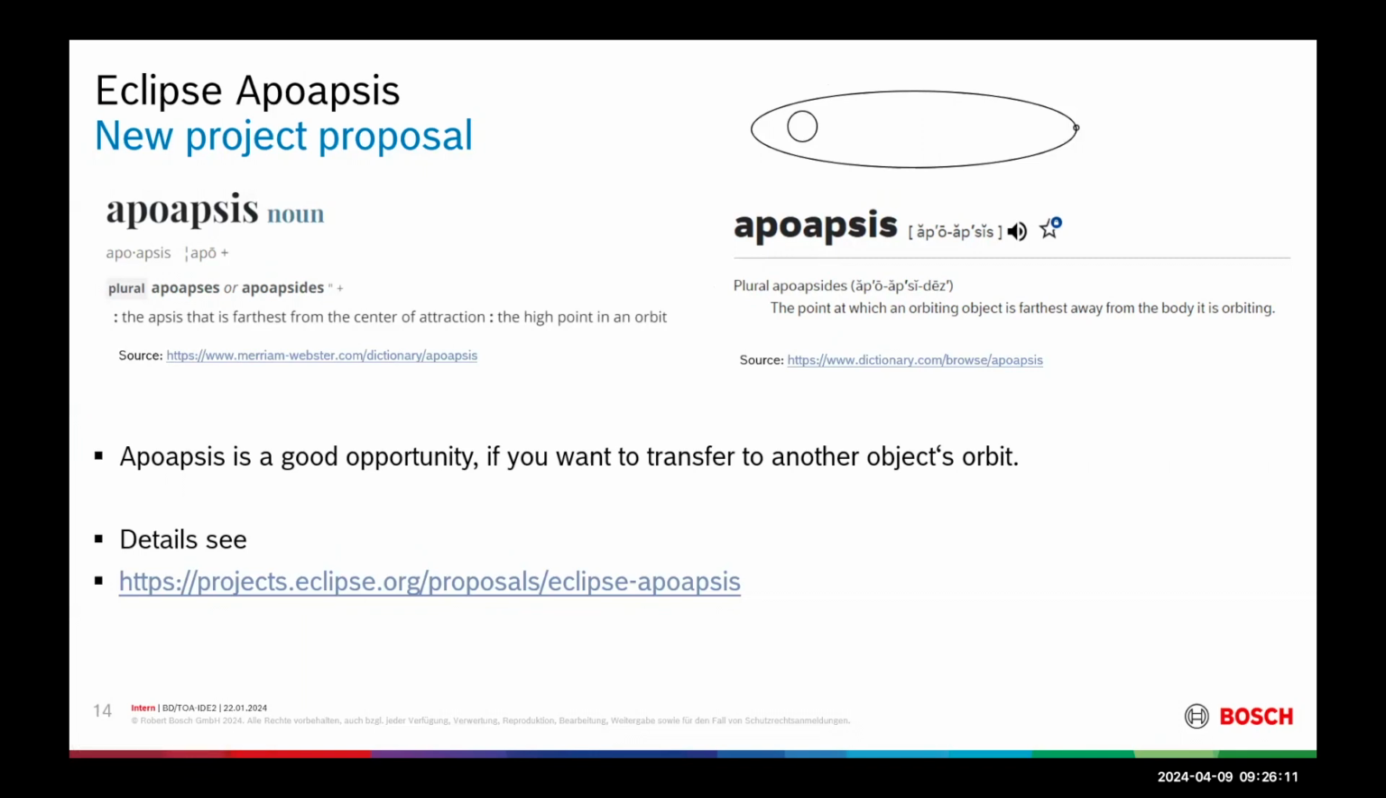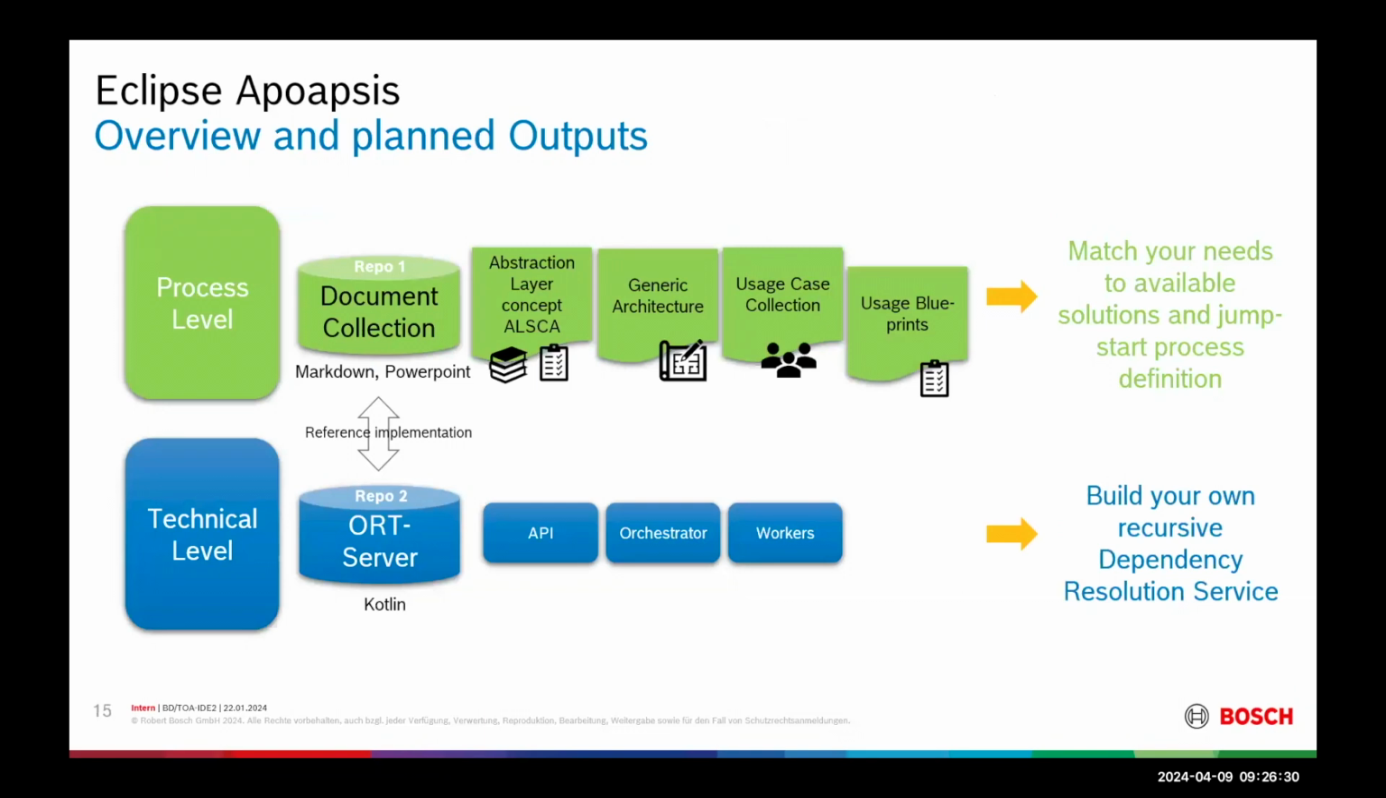So therefore, at the end, this was, to be honest, not our preferred first name, but it's also a challenge to find the right names. But I think this Apoapsis name then finally fit very well for the idea that we had here. And we have several parts that we want to share and collaborate with you here in the project. The one is really something tangible, right? Code, yeah. The ORT server that you can use on the technical level.